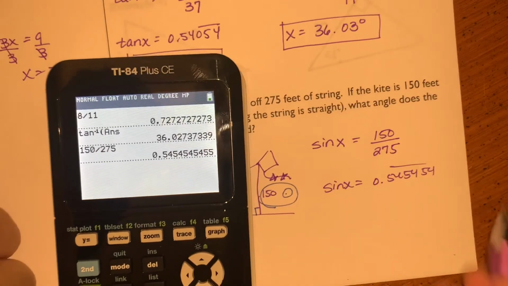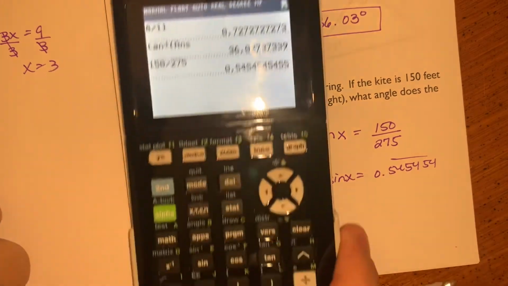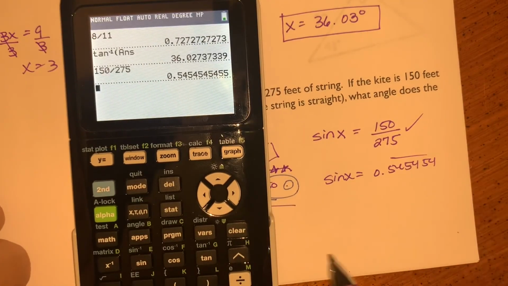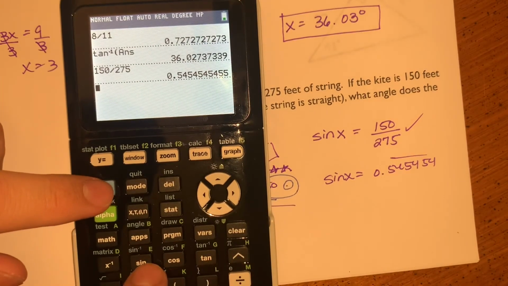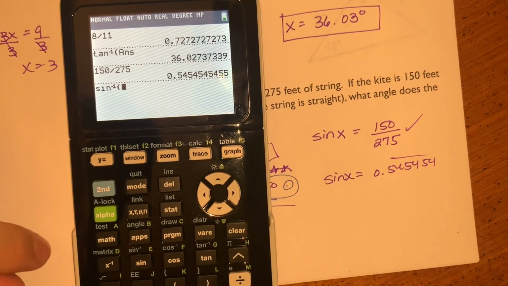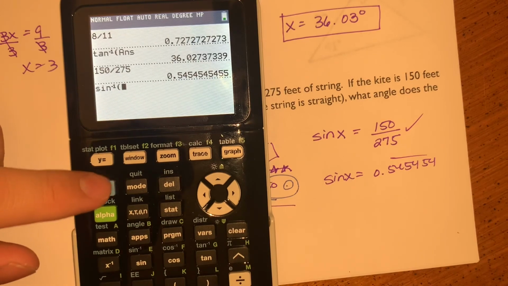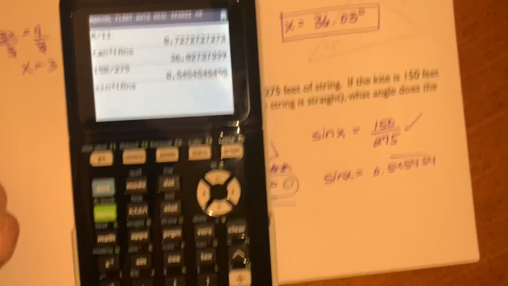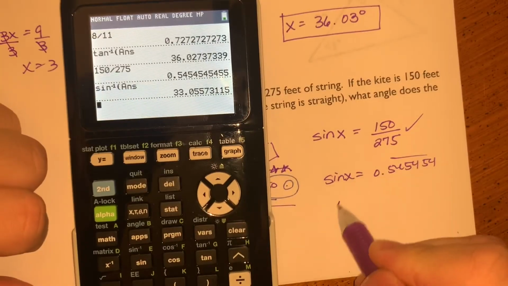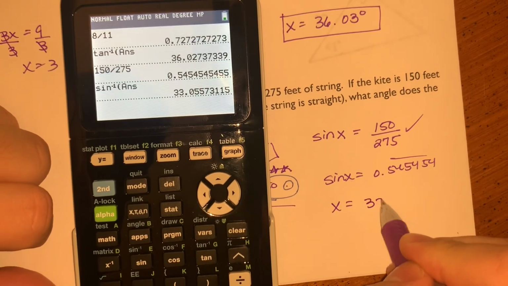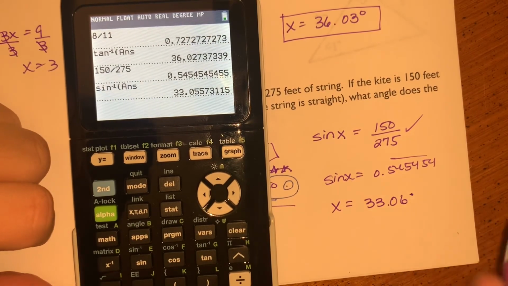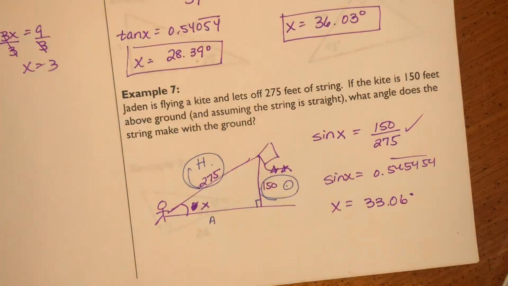So I have sine of x is equal to 0.545454, whatever, right? You don't have to write this step. If you just want to go straight, as long as you have the right setup, you just do everything straight from your calculator. I know I'm going to take the inverse sine to get x by itself. I'm going to take the inverse sine of both sides. Inverse sine of that answer, and I get my angle is 33.06 degrees.